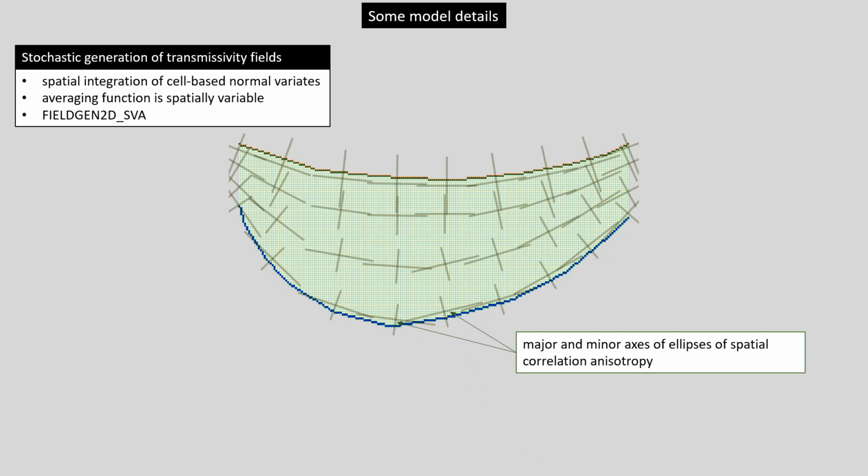The methodology that I'm using for random field generation is one of spatial integration using a spatially variable kernel in the integration function, and I'm integrating random normal variates that are supplied to each one of the cells of this model domain. This method is discussed in the documentation of the PEST groundwater utilities and is also discussed in other GMDSI videos.